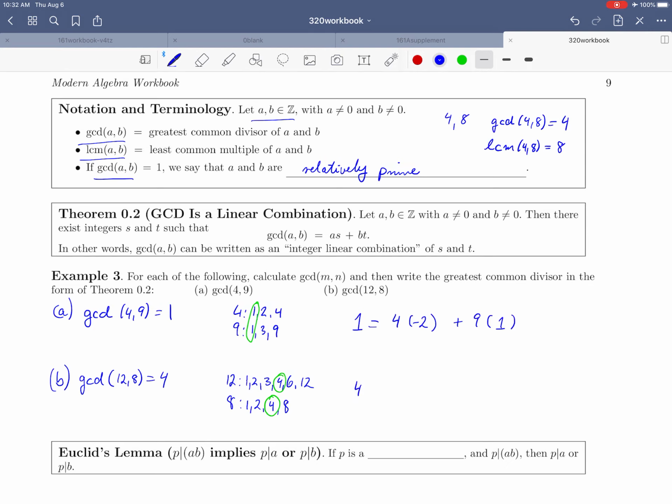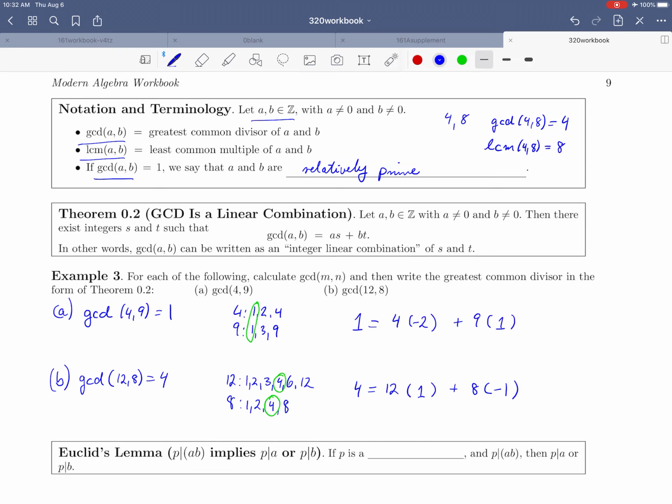Let's see how we can write the GCD of 12 and 8. So 12 times something plus 8 times something. And what works here? If I just take 12 and then subtract 8, I'm exactly where I want to be. So 12 times 1 plus 8 times minus 1 is equal to 4.